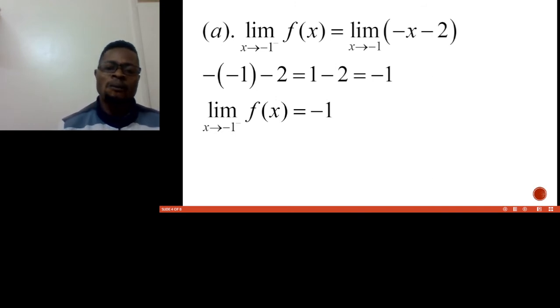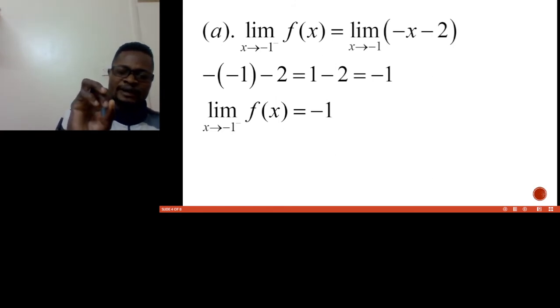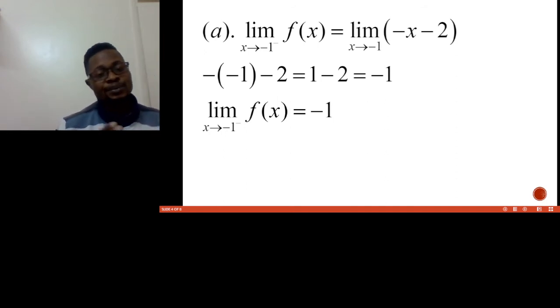So now let us find the limit as x approaches negative 1 from the right. At any point in time, you can pause the video and try to solve it, because mathematics deals with a lot of solving. You have to practice and practice and practice. You don't need to keep watching. Sometimes pause the video and try doing it yourself.